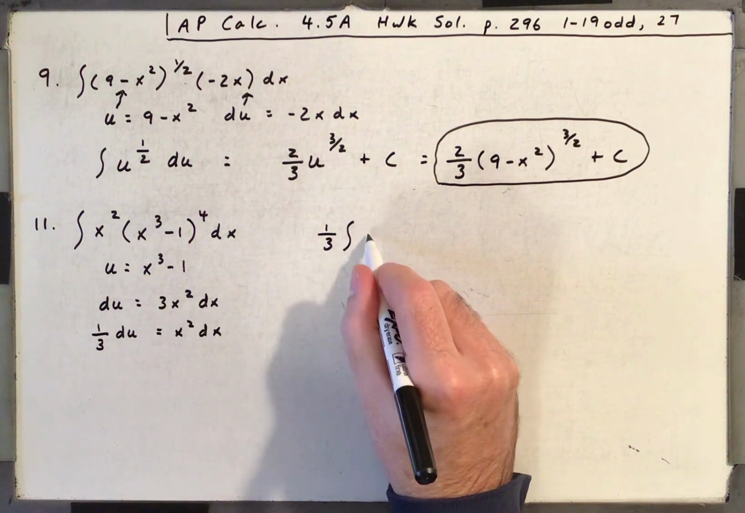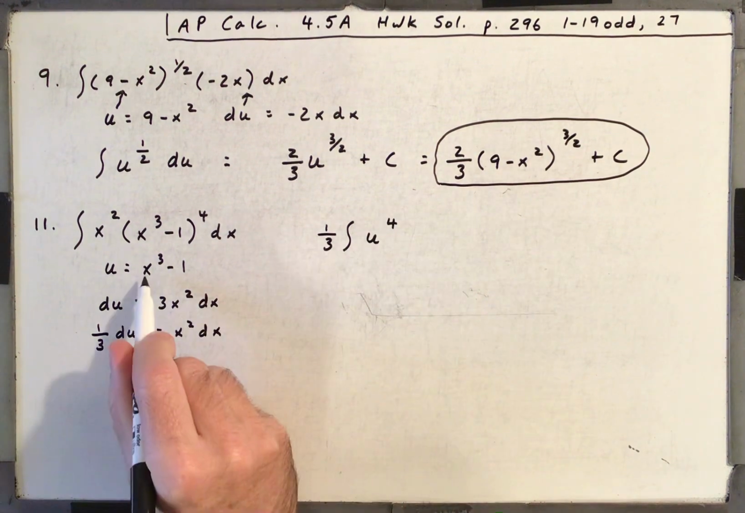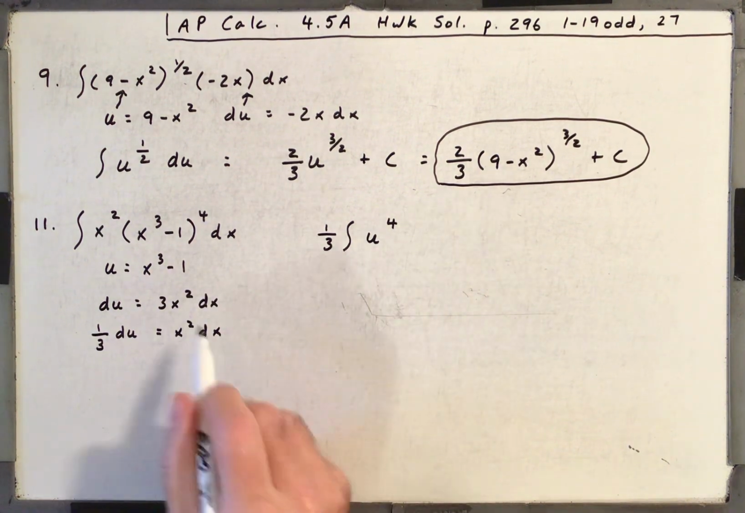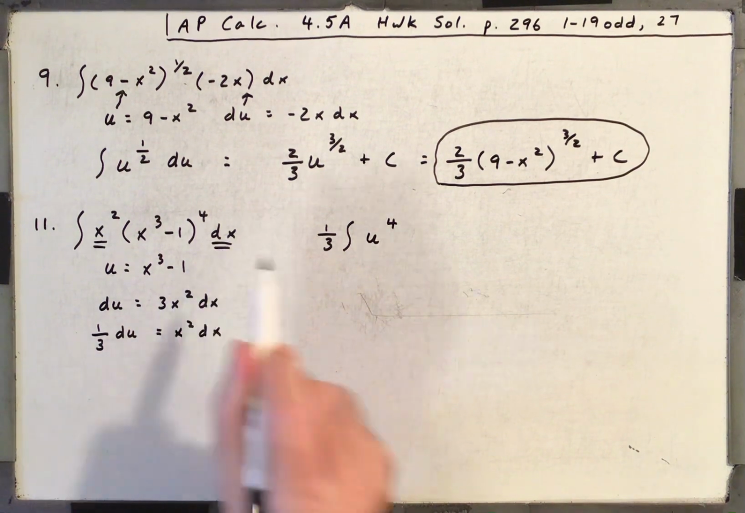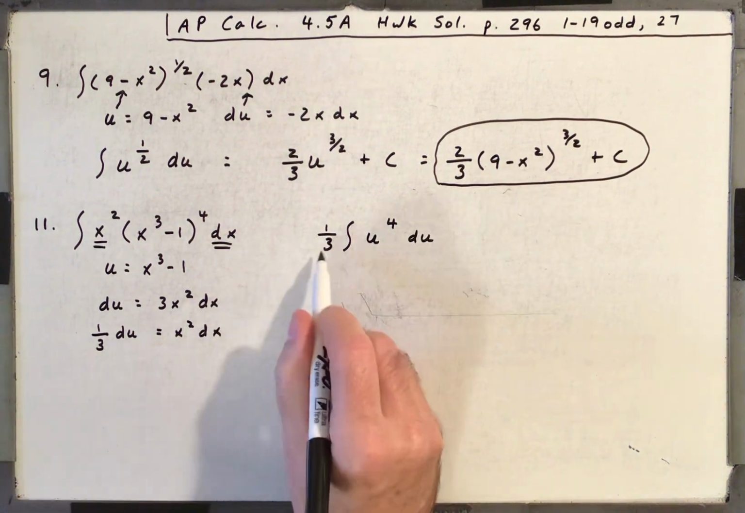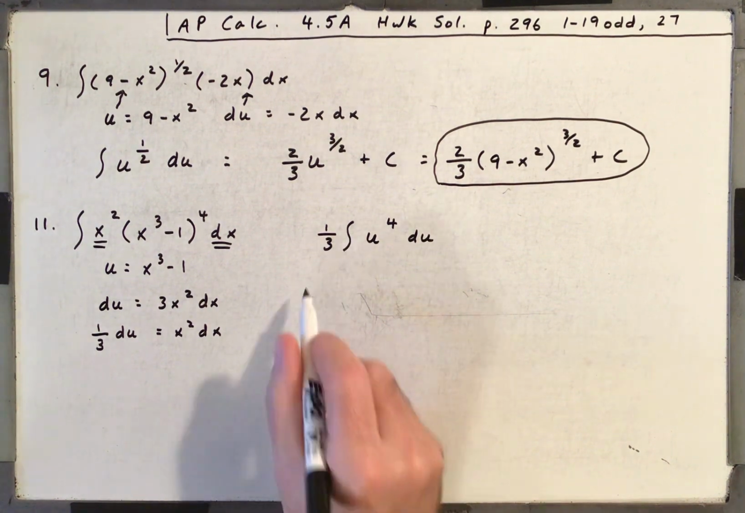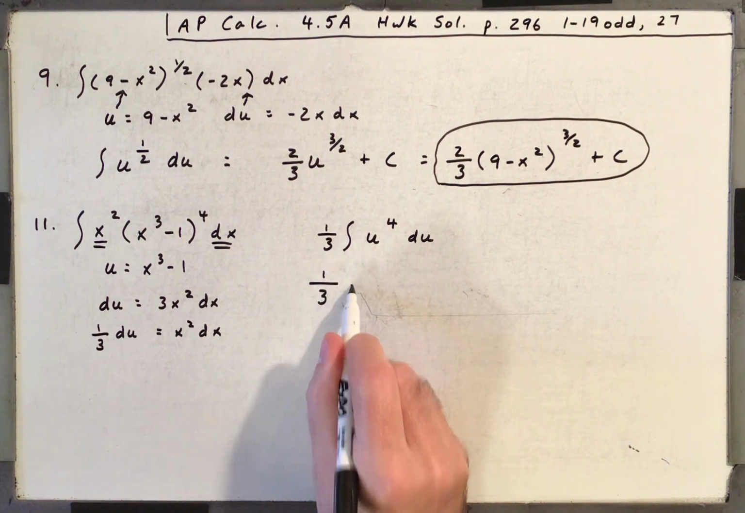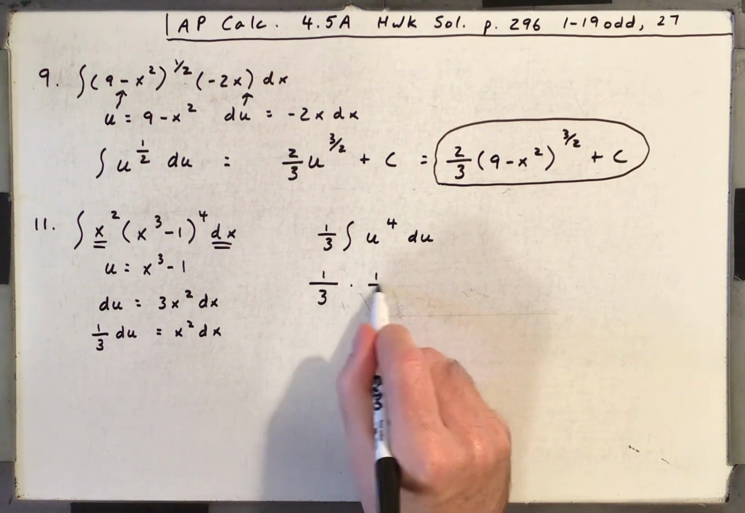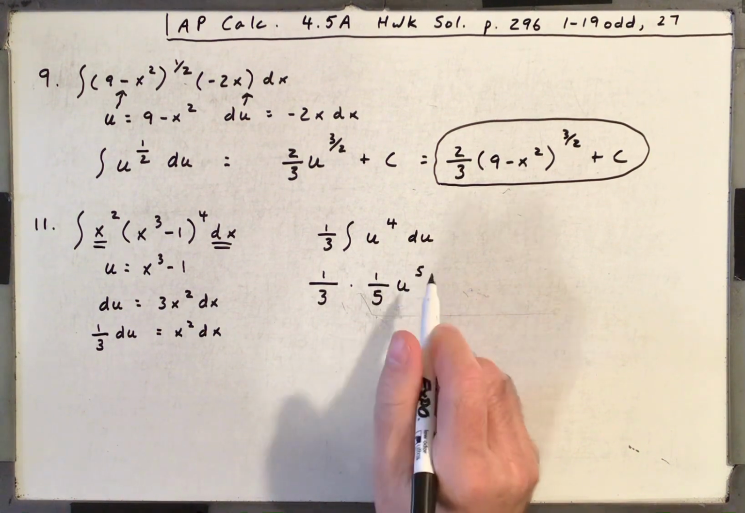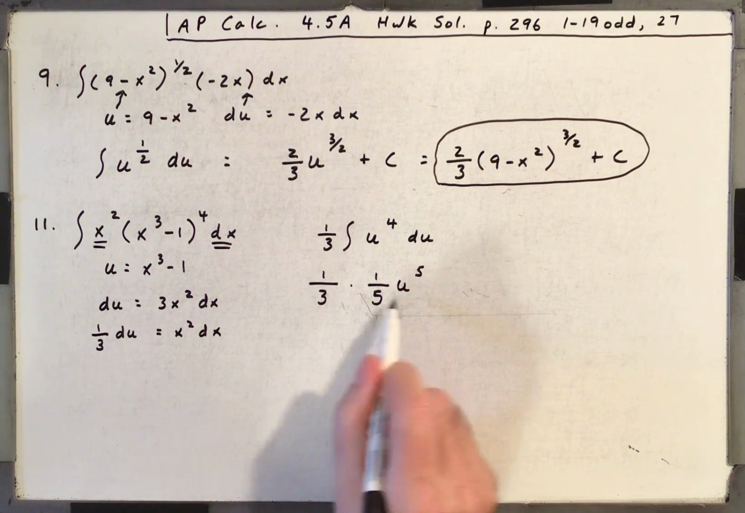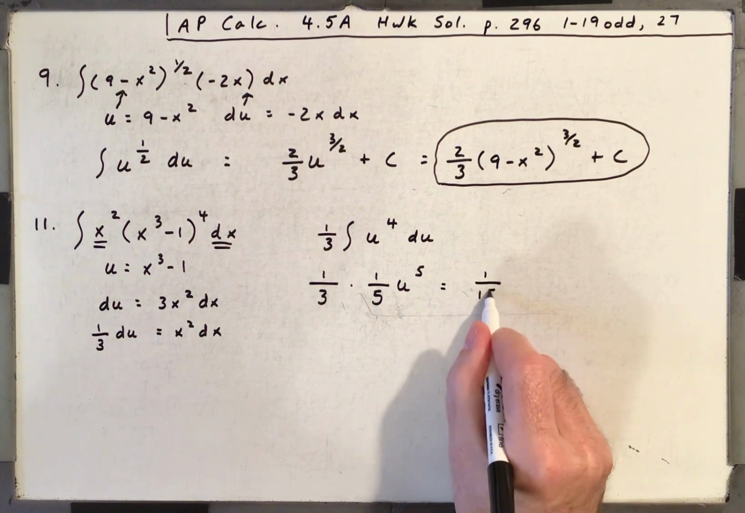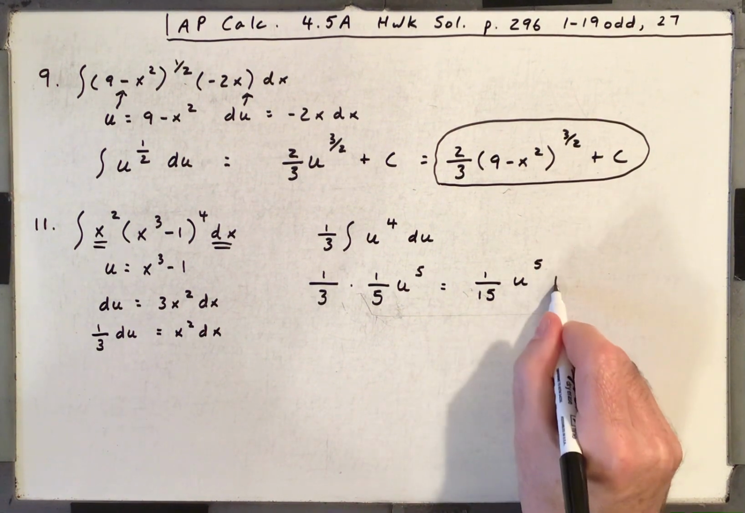And then we would have u to the 4th, right? U is x cubed minus 1, but it's to the 4th power, and then du, x squared dx. So that's du, and we took care of the 1/3. We could bring that constant out front. So when we take the antiderivative of that, I always just bring that 1/3 down. That's going to be 1/5 u to the 5th. You're taking the antiderivative of u to the 4th. I drop that down so I don't accidentally forget it. That's going to be 1/15 u to the 5th plus c.